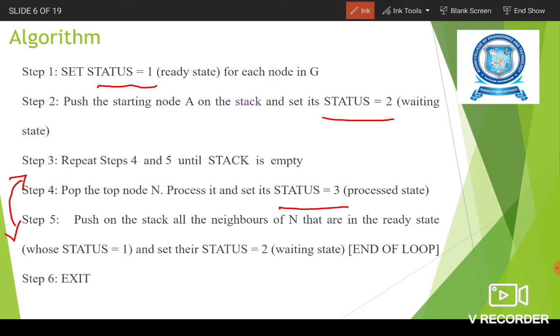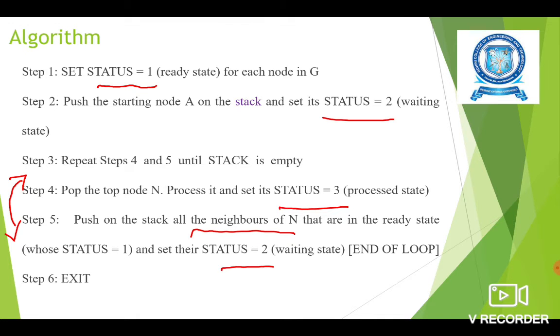After popping out the node n, you have to push all the neighbors of n into the stack. So instead of queue, in depth first search, we are using the stack data structure. While pushing the neighboring nodes, we have to check their status is 1 or 2. Okay. So if the status is 1, then you can push that node into the stack and you have to make that node status as 2. If status equal to 3, then you don't need to push that element into the stack. So that's about the algorithm for depth first search.